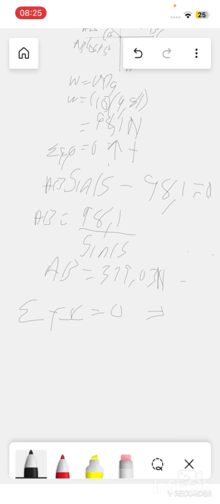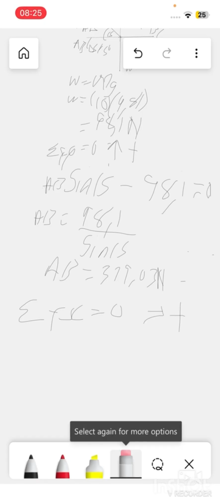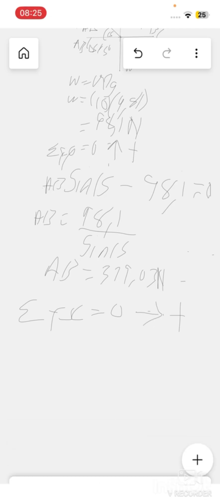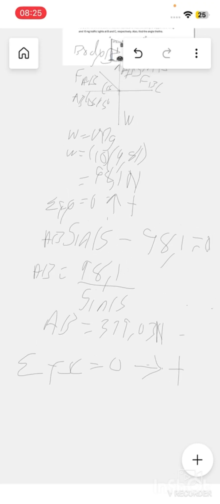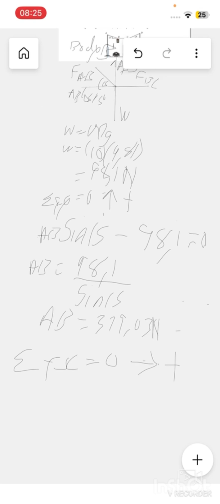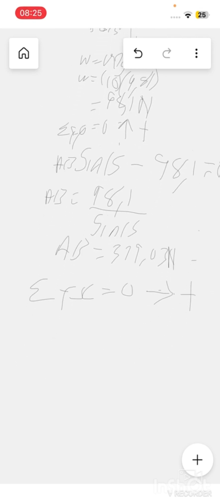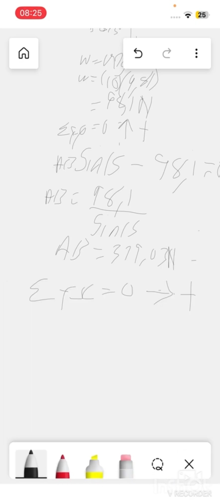Take right as positive. Take right, this arrow, as positive. Fine. Therefore, let's look at our diagram. We have FBC and AB cos 15. Therefore, it's going to be BC minus AB cos 15 is equal to 0.